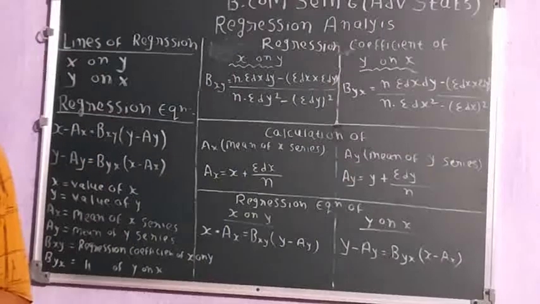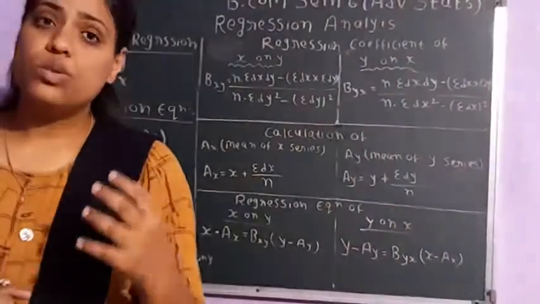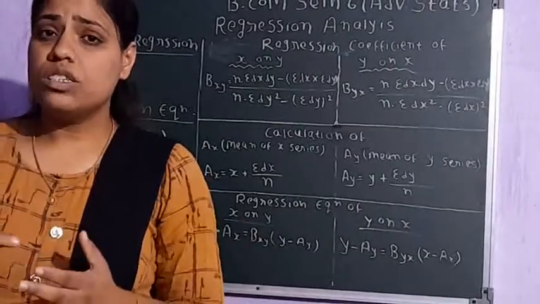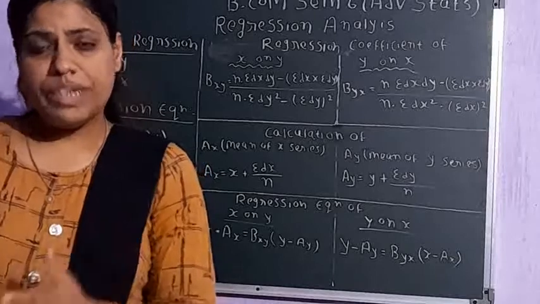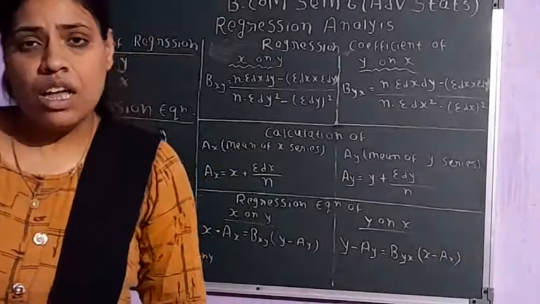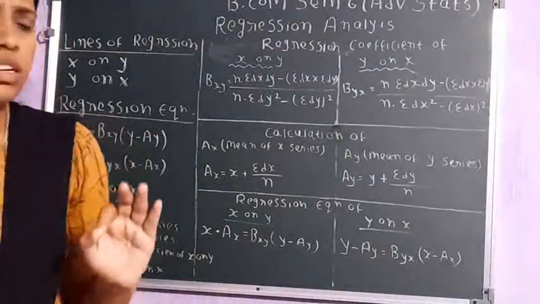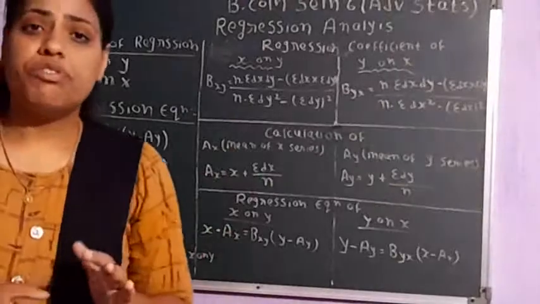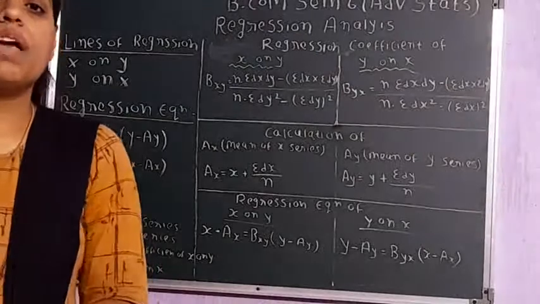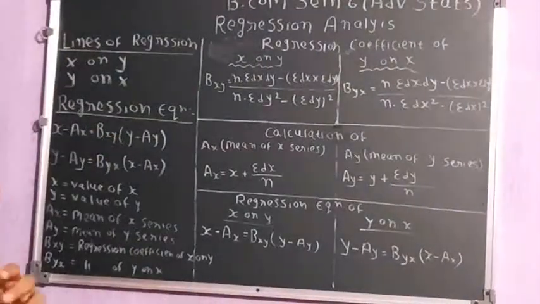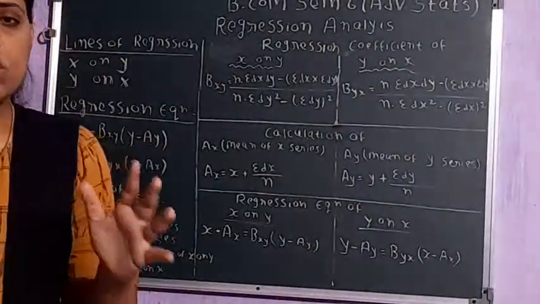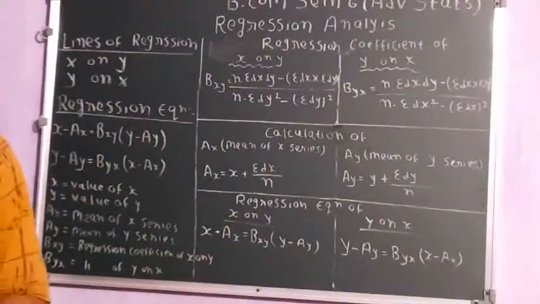Regression analysis is a statistical tool used to find out the relationship between two variables, and to predict the value of one variable when the value of the other variable is available. Whatever relationship we determine using regression analysis can be used to predict the value of an unknown variable with the help of a known variable. This is the gist of regression analysis.